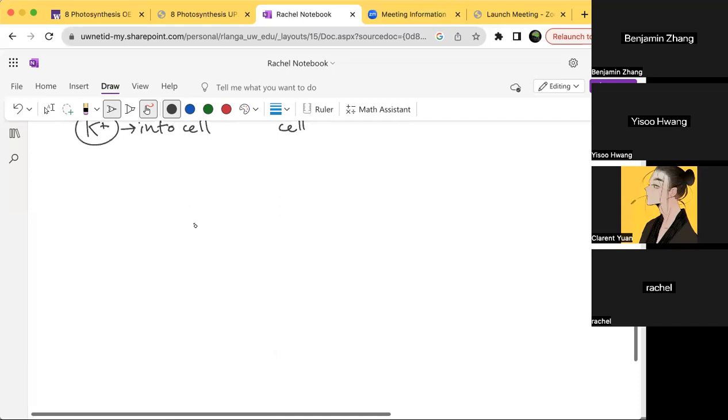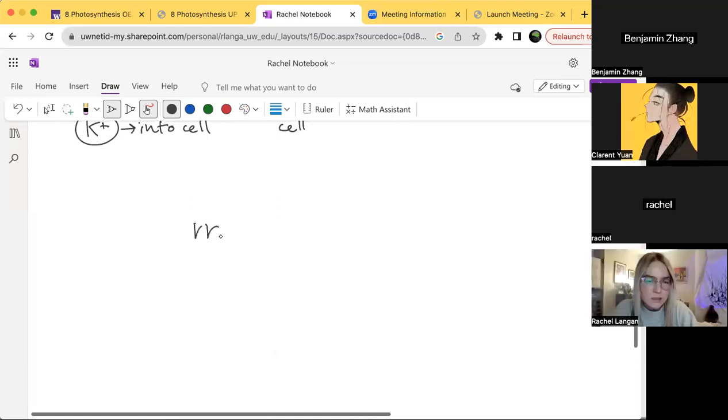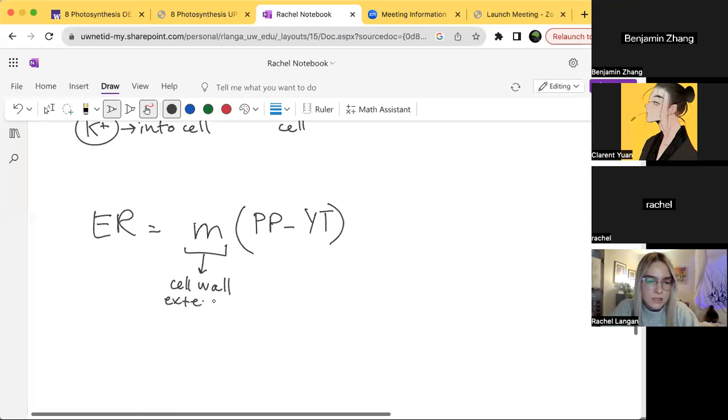Yeah. So that equation was elongation rate equals M times pressure potential minus yield threshold, if I remember it correctly. And the slope of that line was cell wall extensibility.